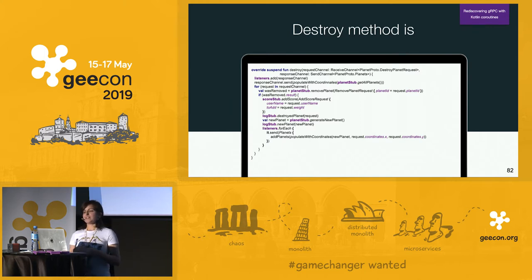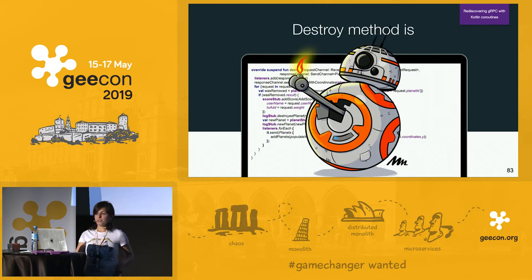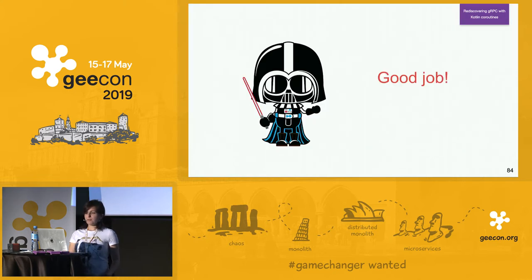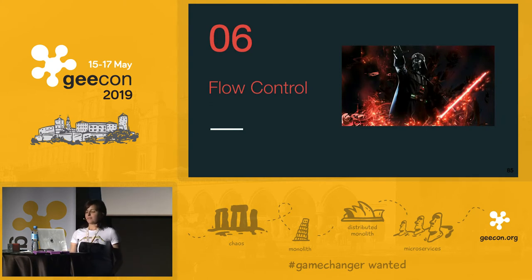So this is how we can implement the destroy method in Crotoplus. And you can see that this code is straightforward. You just have business logic here. You log that you generated a new one, you update all your listeners. So you don't have any boilerplate, you don't have any stream observers, anything that you don't need. You just have only what you need here. And that's what I like about coroutines and about Kotlin. So this solution is great. It's a good job, and our trader is happy.